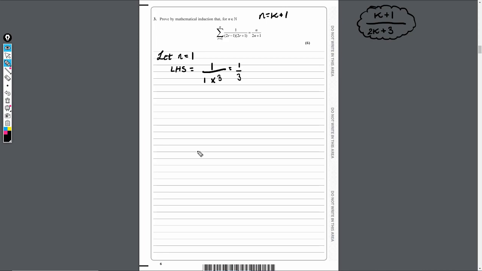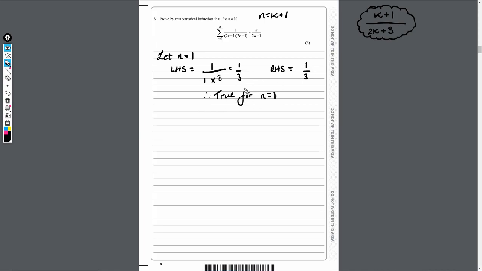Okay, so 1 over 3, a third, and then the right hand side, if we just do that over here, what will I get for the right hand side? Let n equal 1, so it's going to be 1 over 2 times 1, which is 2, plus an extra 1, so I'm going to get 1 over 3. Okay, so the right hand side is equal to the left hand side, so therefore true for n equals 1. Okay, so that's the base case proved.